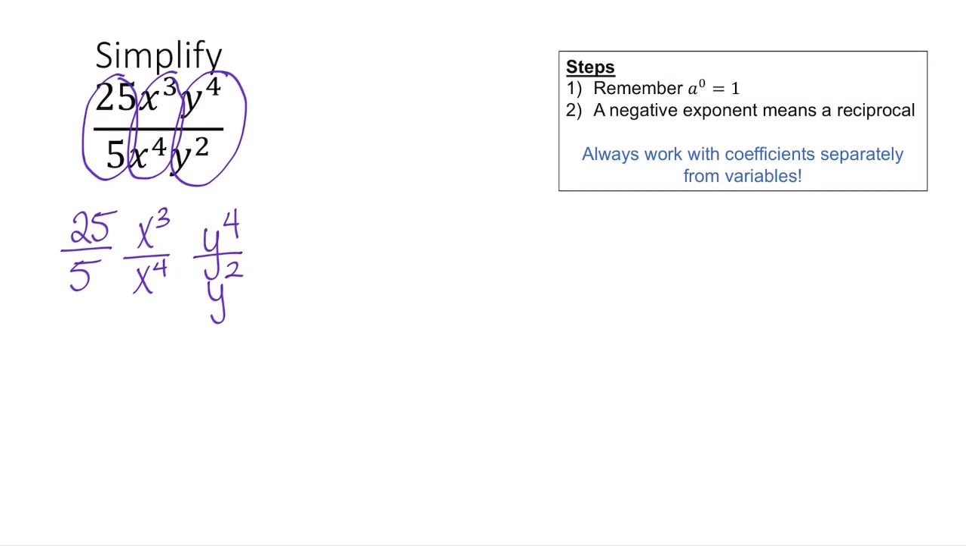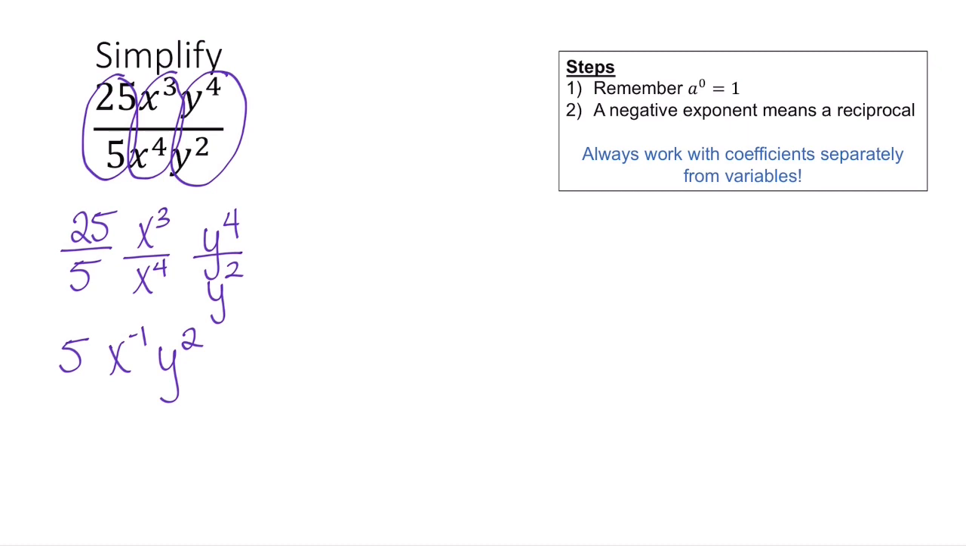So the 25 over 5, right, we can just do 25 divided by 5, which is 5. And then we have x cubed over x to the 4th. So that is going to be x to the 3 minus 4, which is negative 1. Then we have y. Y is raised to the 4 minus 2, so that is going to be y squared.